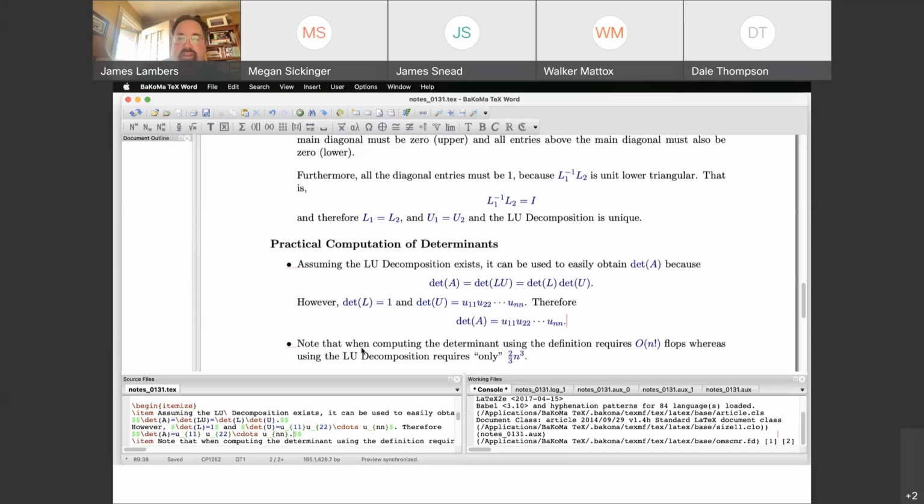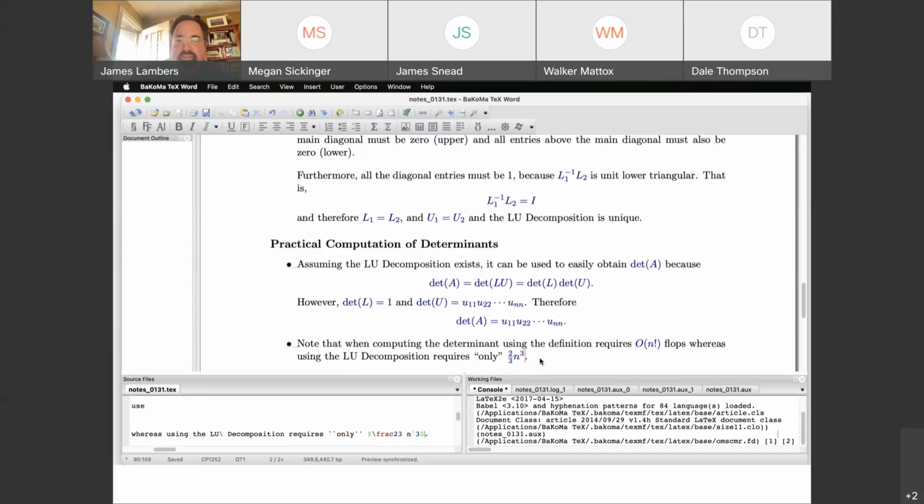Now, computing a determinant using LU decomposition is not cheap. You have to go through the whole Gaussian elimination process that takes 2/3 n cubed operations. And then once you've done that, you have practically nothing left to do. But still, quite the improvement over n factorial, certainly.